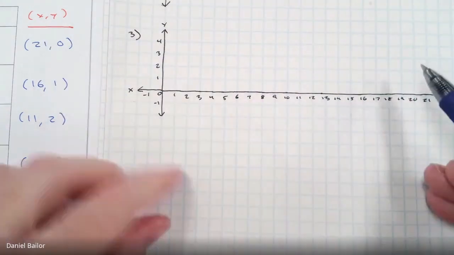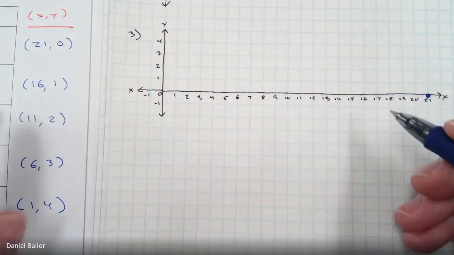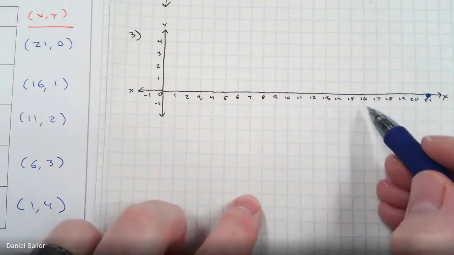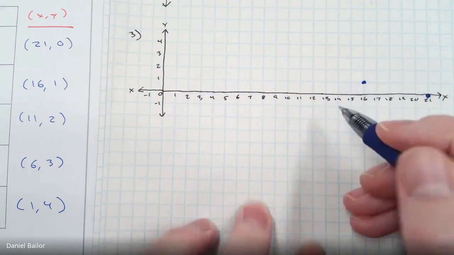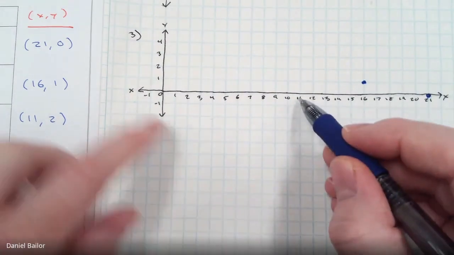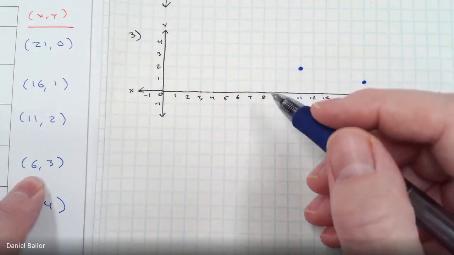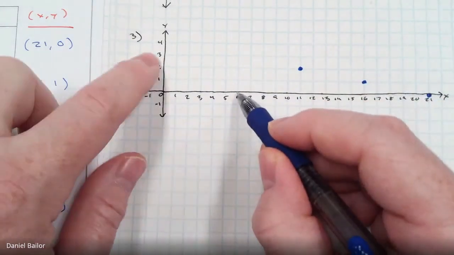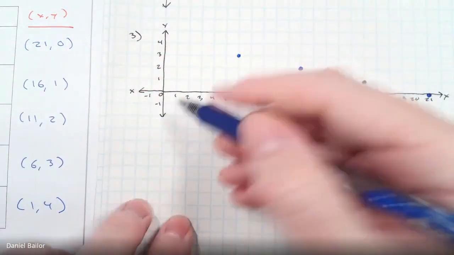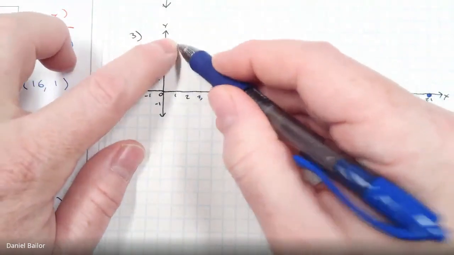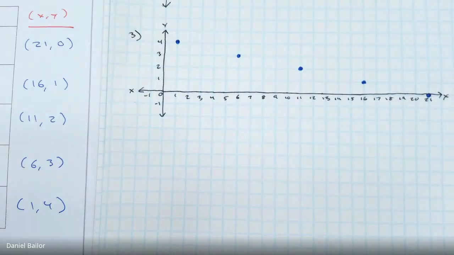21x and 0y. Well, here's 0y. Here's 21x. They meet right there. That's a point. 16x, 1y, they meet right here. 11x and 2y, 11x, 2y meet right here. 6x, 3y, they meet right here. And 1x and 4y, those lines meet right there. And so that's what our graph looks like.